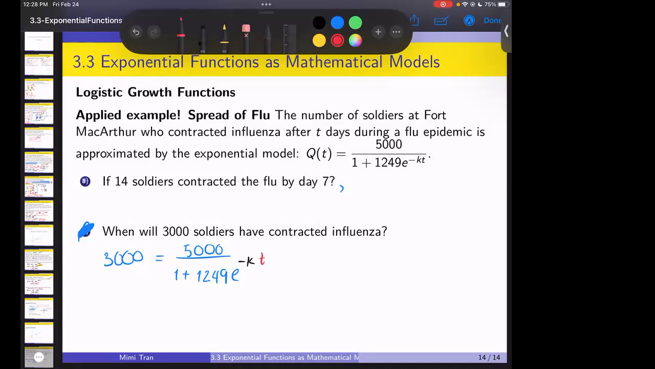No, right? T is what I'm looking for. The one in red is the one I'm looking for. That's the when. But before I can solve for T, I need to know K. Right? I need to know K. So now we're looking for K.